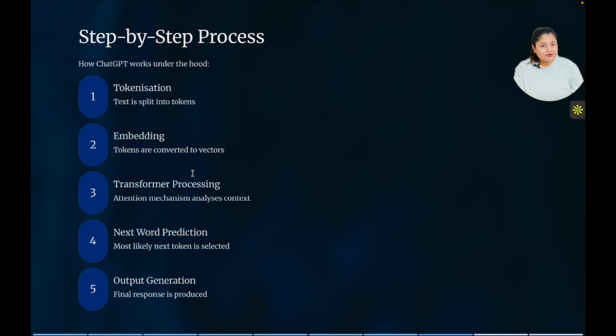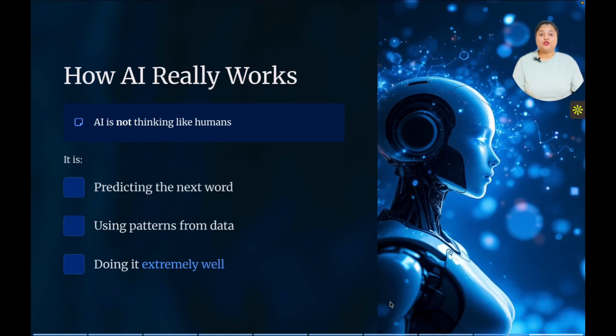Now let's connect everything. Here's what happens when you type something in ChatGPT. The first step is tokenization. It breaks the input into small tokens. Step 2, embeddings. Each token is converted into numbers. Step 3, transformer processing. The model analyzes the relationships using attention. Step 4, prediction. It predicts the most likely next word. Step 5, output. Words are generated one by one to form a response. So ChatGPT is not thinking like a human. It is predicting the next best word very, very well.